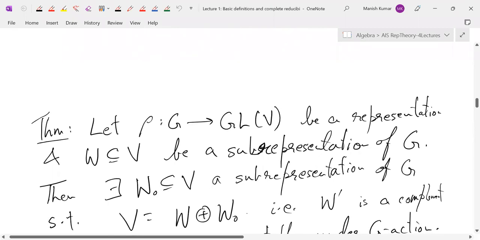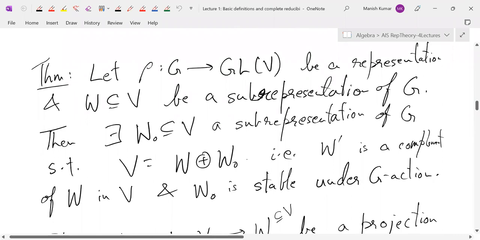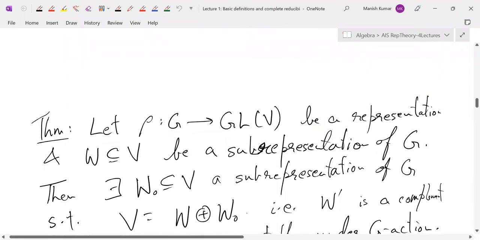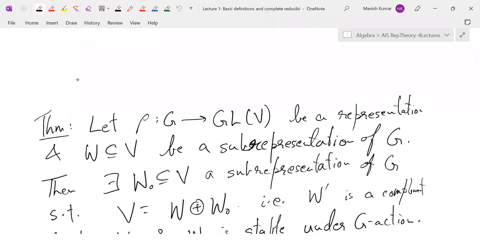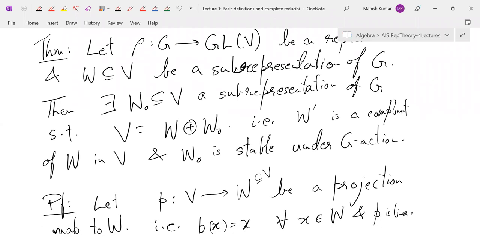So now we will head towards what is called the complete reducibility theorem. This is the main lemma for it. Remember, the characteristic of the base field is zero. So let rho from G to GL(V) be a representation, and W be a sub-representation of V. Then what we can say is that there exists another sub-representation W0 of V, such that V is the direct sum of W and W0. V is a vector space and it contains W and W0 as subspaces. So W0 is a complementary subspace of W. That means V is W plus W0.